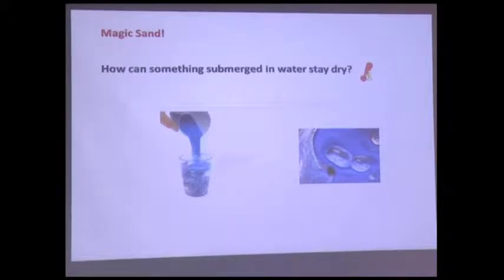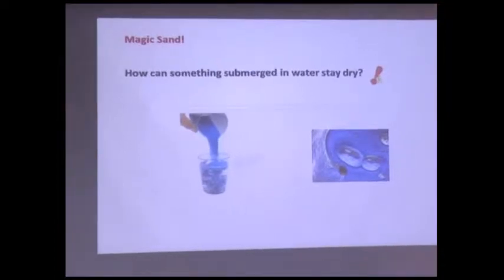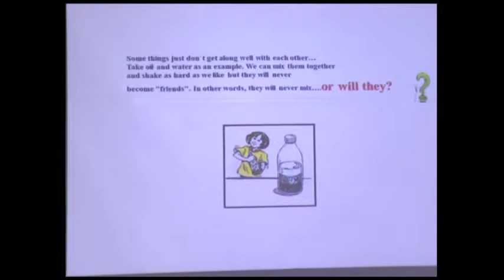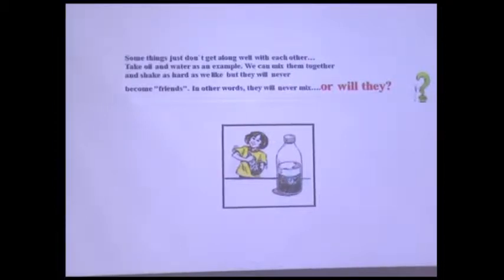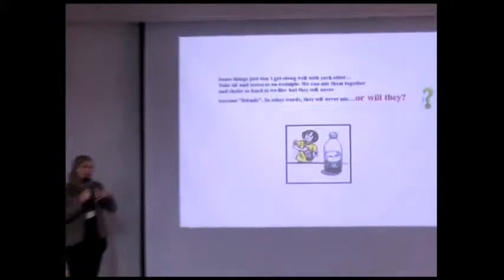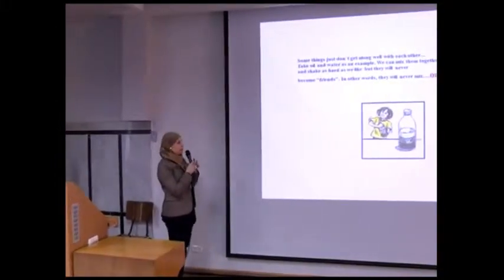So the student will ask, how can something submerged in water stay dry? And we can conclude that some things just don't get along well with each other. For example, we can take oil and water, and try hard to mix them, and they will never become friends. In other words, they will never be mixed.